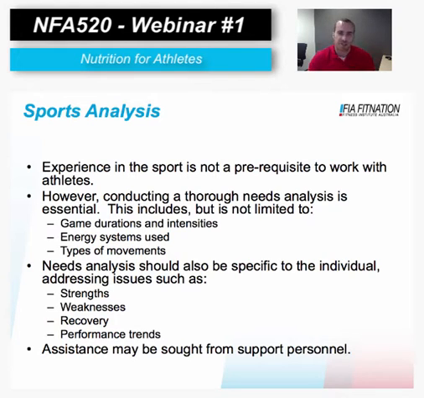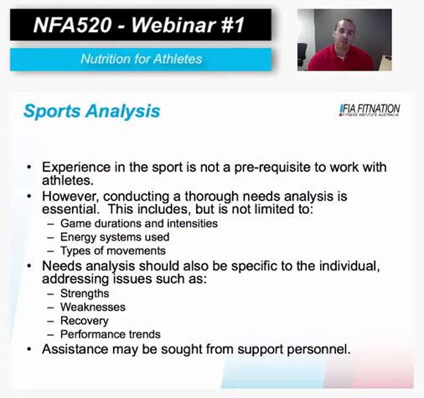And the first point on this slide addresses that. It is 100% not a prerequisite to work with athletes that you need to have played that sport previously. So there may be some of you sitting there thinking, I'd really like to work with athletes, but I've never played sport in my life. That 100% does not matter. Okay, so it's certainly a population group that you may need to consider working with.